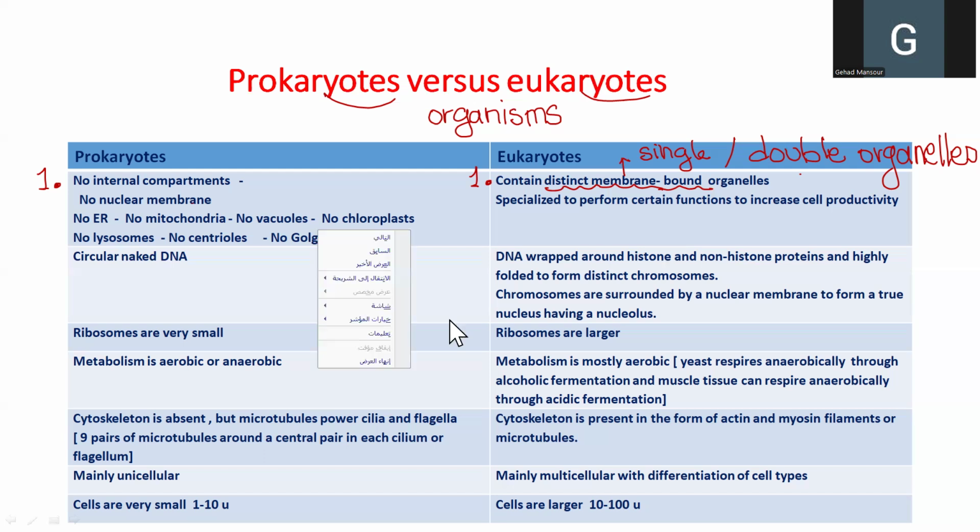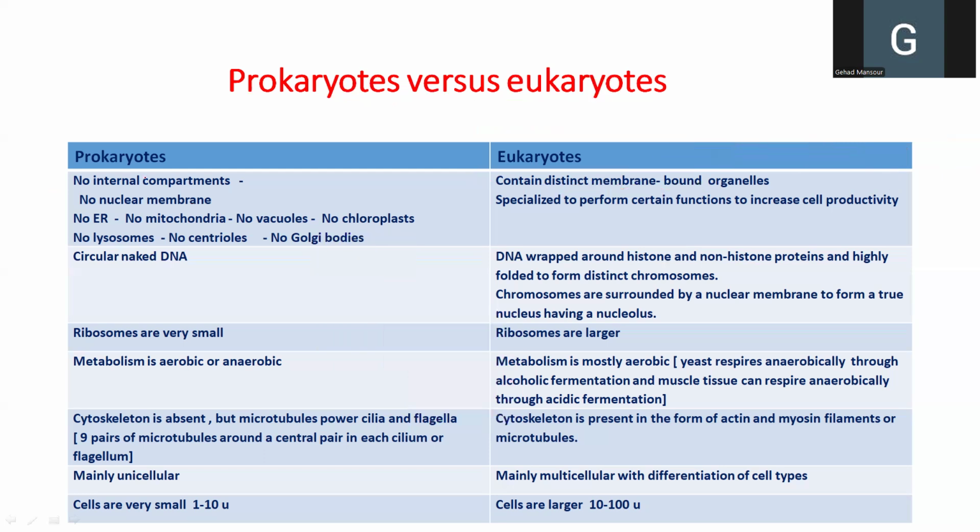Number 2, when we talk about the differences, in prokaryotes, we have no internal compartments and we have no nuclear membrane. But here, of course, we have a nuclear membrane. Number 3, there are no organelles. So you have no endoplasmic reticulum, no mitochondria, no vacuoles, no chloroplasts, no lysosomes, no centrioles, no Golgi bodies.